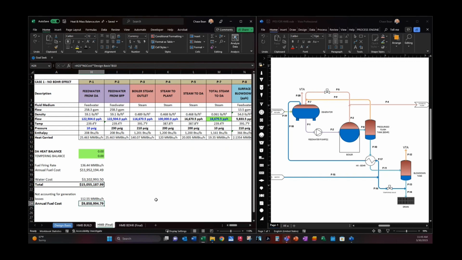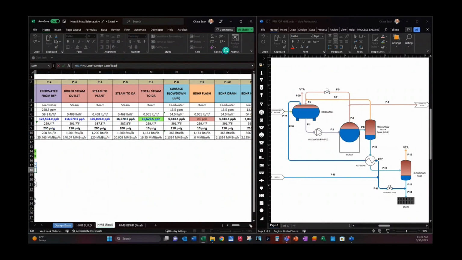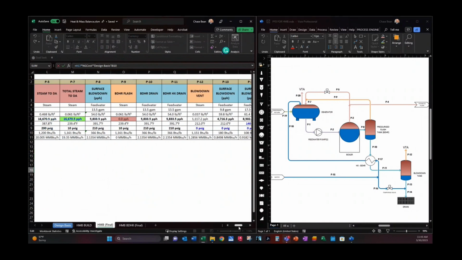The annual fuel cost here, this is something that people will do: they'll just take the energy of the steam out in the plant and divide it by the boiler efficiency. Well, that's not accurate. So this is wrong here, but I put it here just to show the difference. So this is your fuel cost based on your actual boiler.